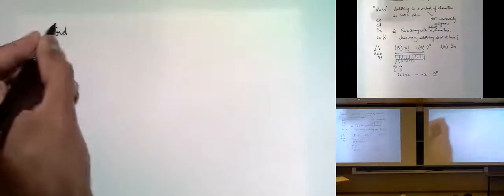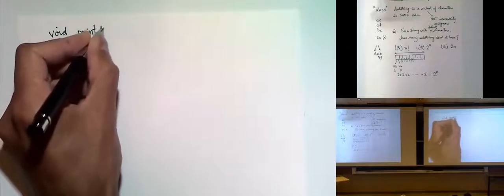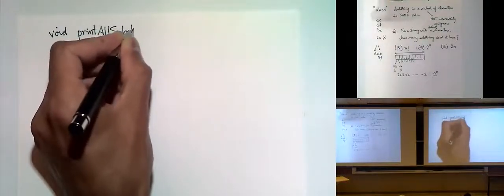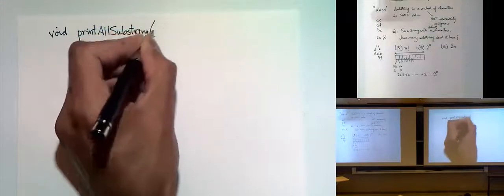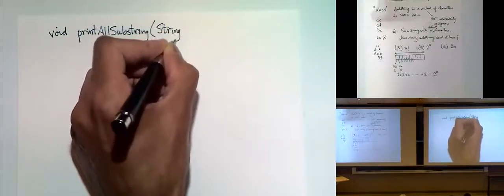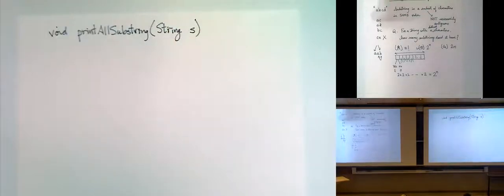I'll leave this here. So I want to write this function, I'll call it void print all substrings of some string s. Okay? This is a bit tricky. It's not that obvious how you would do it. So I'm going to pause for a bit, think about it.